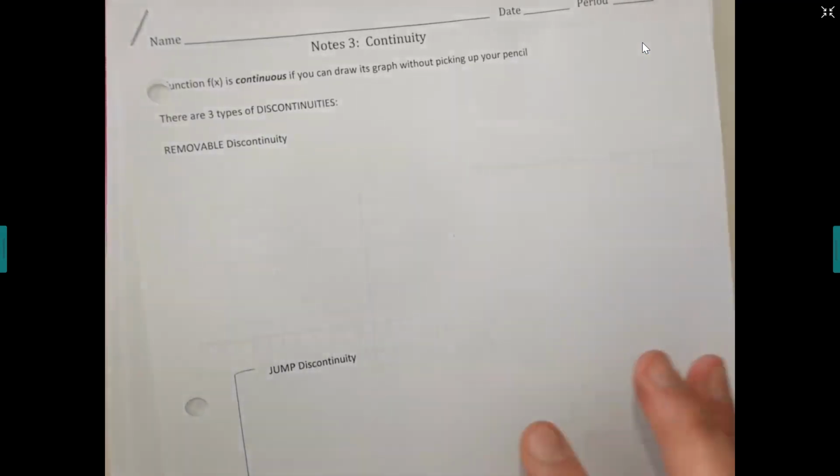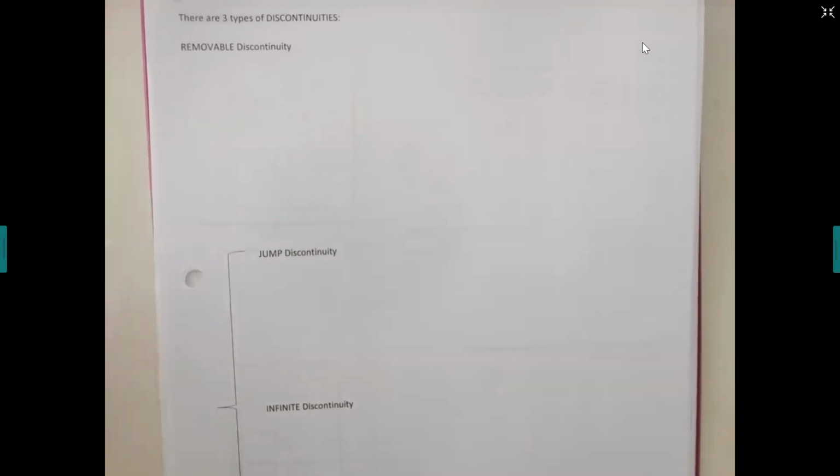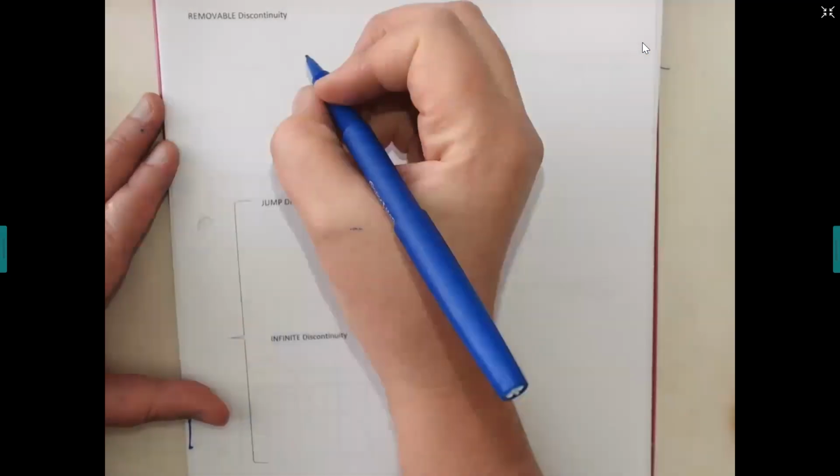All right, so we are going to cover our last new thing before your test. Okay, girls, are we ready? Yes. Okay, there are 3 types of discontinuities. The first one is going to be a removable.